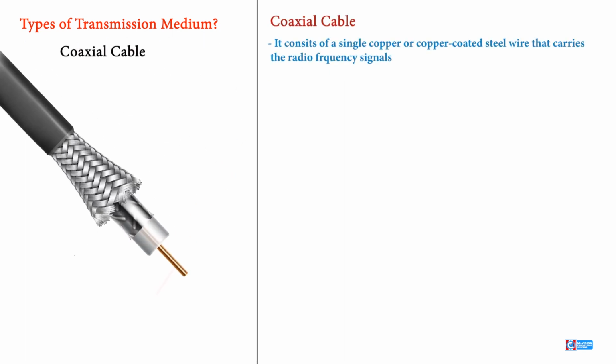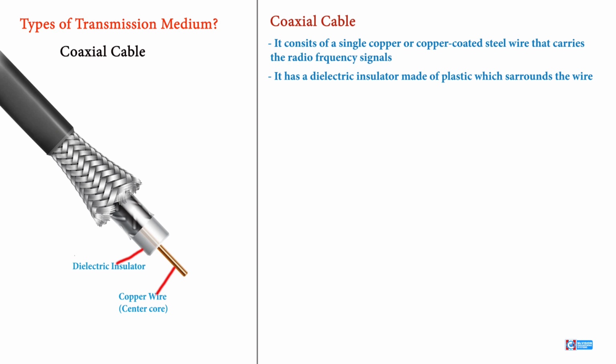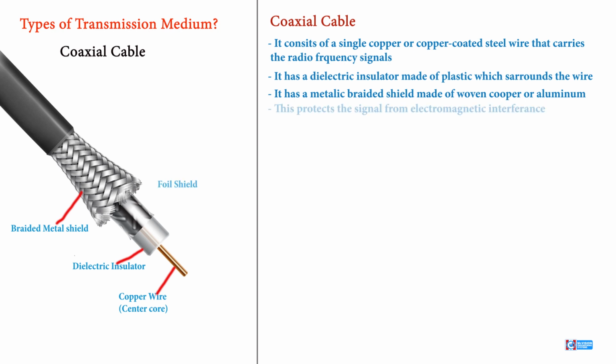Coaxial cables consist of a single copper or copper-coated steel wire that carries radio frequency signals. A dielectric insulator, often made of plastic, surrounds the wire. This keeps a constant distance between the center conductor and metallic braided shield. The metal shield, made of woven copper, aluminum, or other metals, wraps around the insulator. This helps protect the signal from electromagnetic interference. The cable is finally wrapped with an outer jacket.